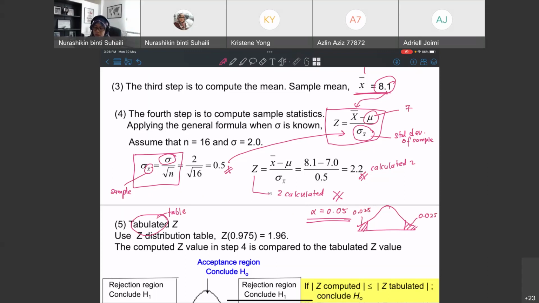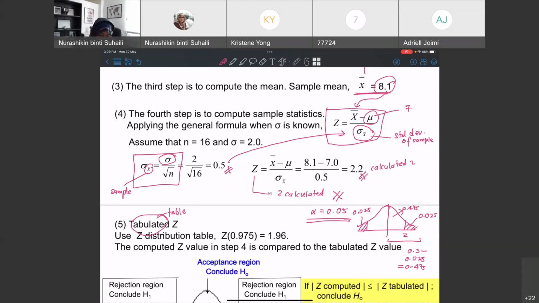0.025. Okay, so if you refer to the Z table, in order to find the Z value that corresponds to this, the whole area here is 0.5, isn't it? 0.5 minus 0.025 is 0.475. 0.475, that's the area of this. Okay, why do you have to find that? You have to find the Z there.